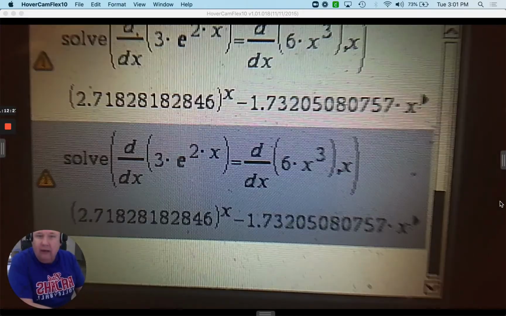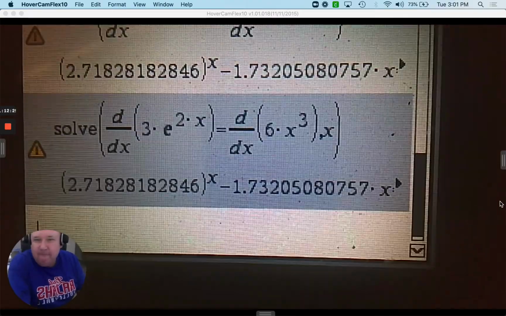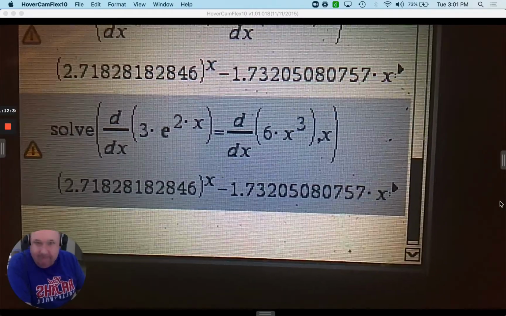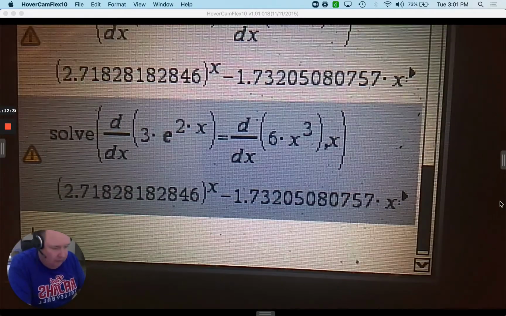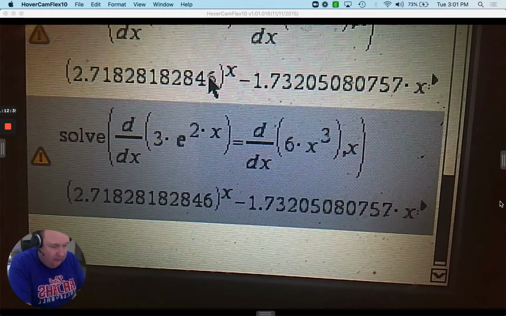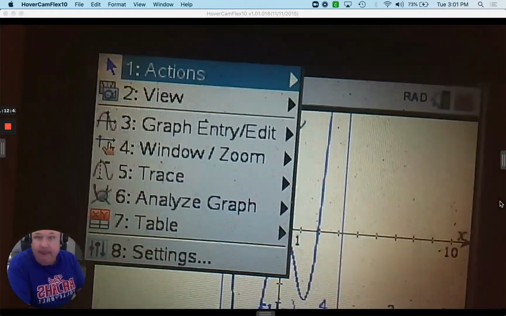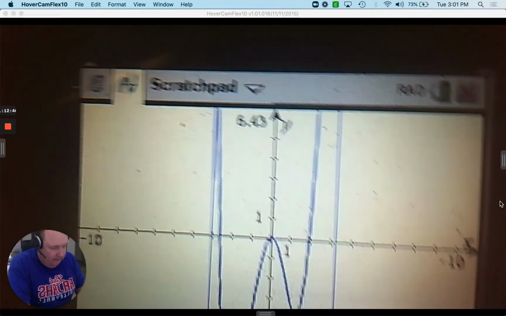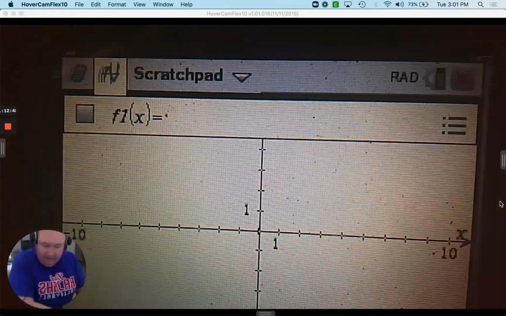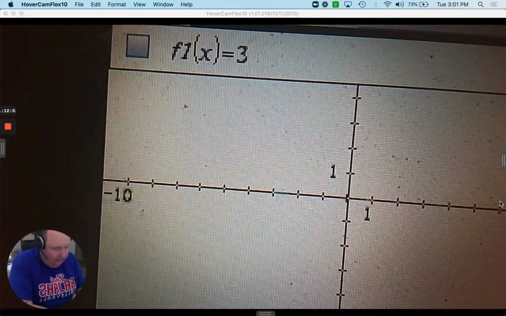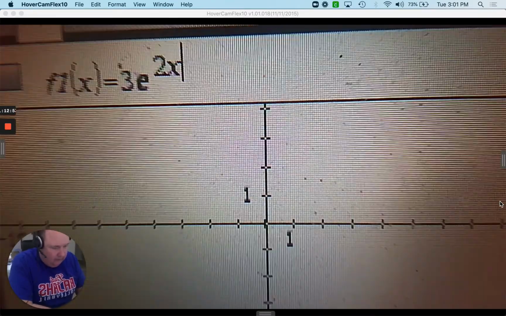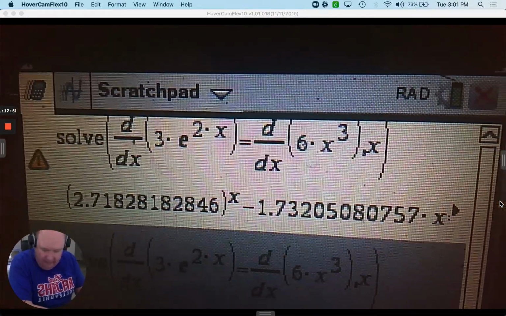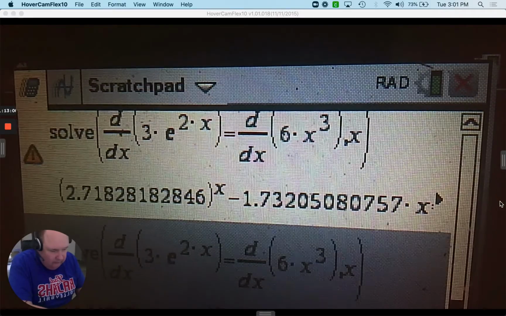So how do I interpret that? So where are the slopes equal to each other? So let's try it a different way then. It doesn't feel like that's going to give me the right answer. So I'm going to go to the graph. I'm going to go actions, and I'm going to delete what I have. And then I'm going to type each one in again. So that's 3e to the 2x. Make sure I typed it in right. 3e to the 2x and then 6x cubed.